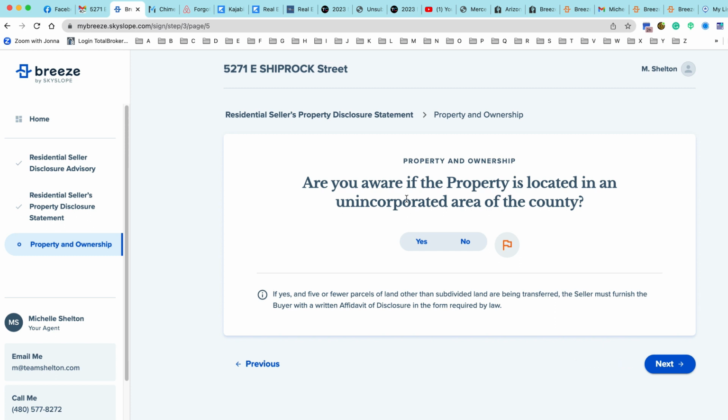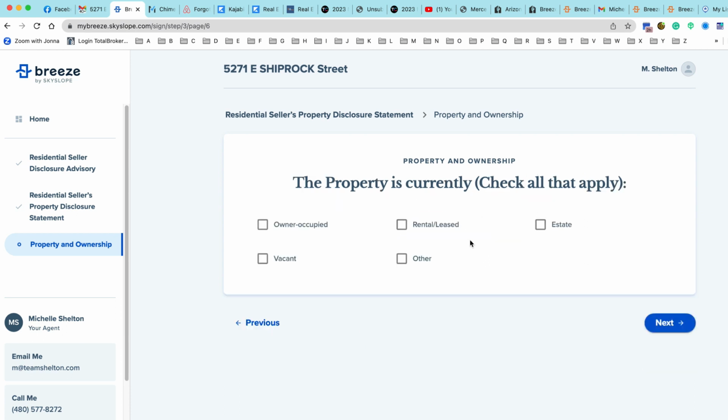Are you aware if the property is located in an unincorporated area of the county? The interesting thing about this, that a lot of agents don't know, is you get a horse property in the middle of Gilbert and think that it is not in an unincorporated area of the county, and it is. So if you see metes and bounds on your legal description, even if it's sitting right in the middle of town, that's a pretty good indicator it's on a county island. So you would answer yes, and an affidavit of disclosure would be required.